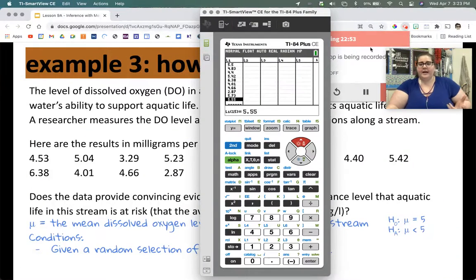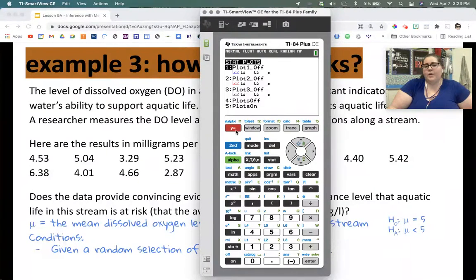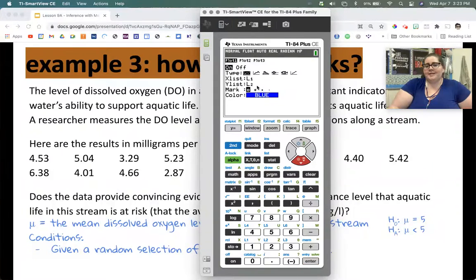All right, so now that I have done that, I've got them in there. I'm going to do second and then y equals. This will bring me to the stat plot menu. So I'm going to push enter on plot 1. I'm going to push enter to turn that on. I'm going to scroll down to type and move over to the right till I'm on top of the histogram option. And then I'm going to make sure that XList says L1.